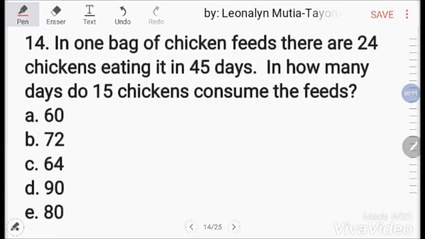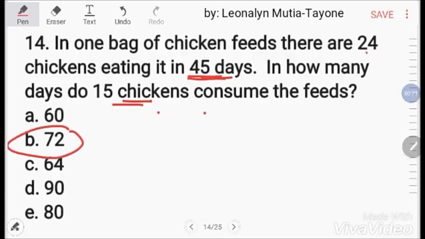Number 14. In one bag of chicken feeds, there are 24 chicken eating it in 45 days. In how many days do 15 chicken consume the feeds? Dapat ang answer mo ay more than 45 days kasi mas kunti na yung chicken. 45 divided by 15, that is 3. 3 times 24, that is 72.